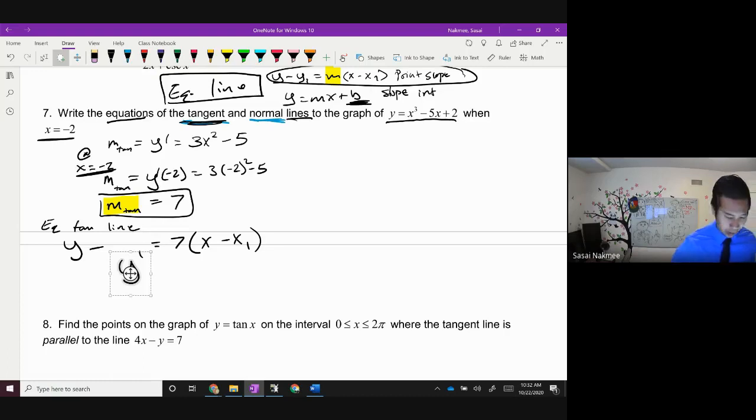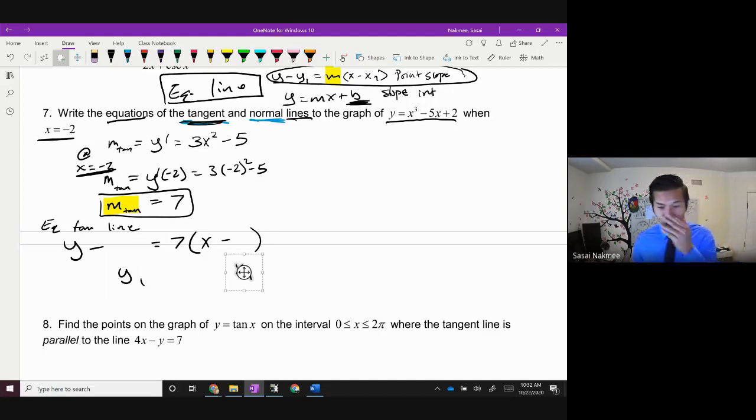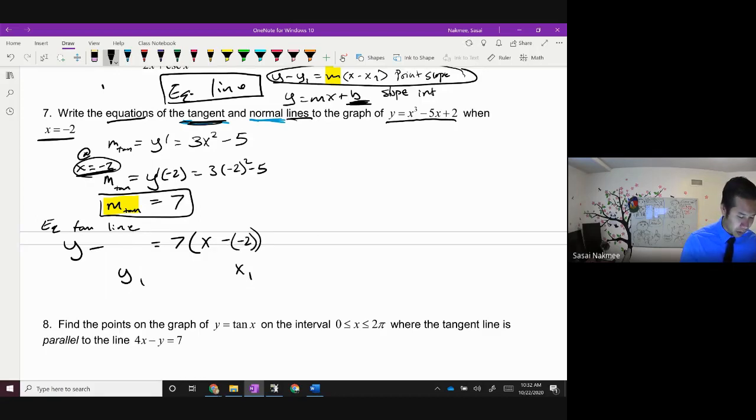Nope, I didn't want to do that. The x1 and the y1 are just the values of the points. x1 is a point, y1 is the y value of the same point. So what's x1 equal to? Well, x1 is the point right here, which is negative 2. So it's going to be negative 2 in there.